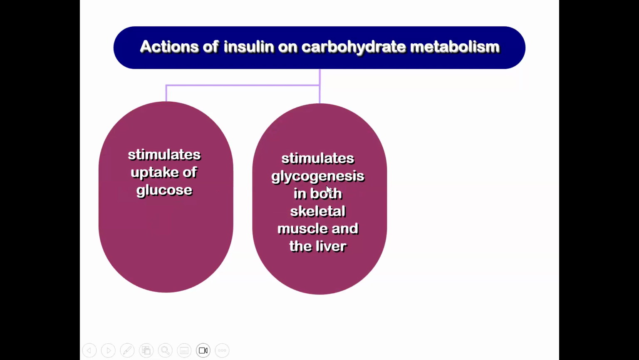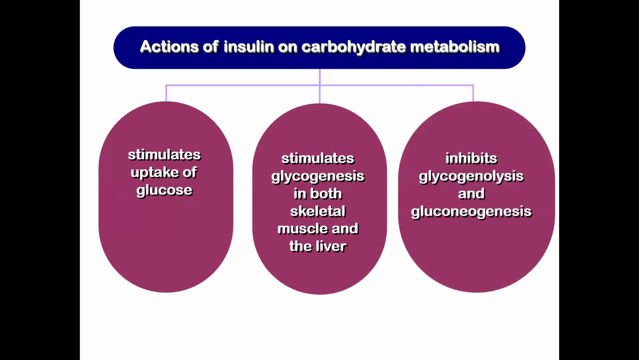And for the synthesis of glycogen, glucose is used up. So glucose will get converted into glycogen. Then it will inhibit glycogenolysis. Lysis means breakdown, so glycogenolysis is breakdown of glycogen. Breakdown of glycogen will be inhibited, and gluconeogenesis, which we just learned in the previous lecture that cortisol stimulates, insulin is inhibiting. What is gluconeogenesis? It is the synthesis of new glucose from non-carbohydrate sources. So this process will be inhibited.